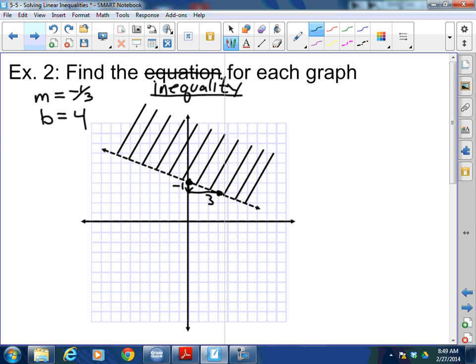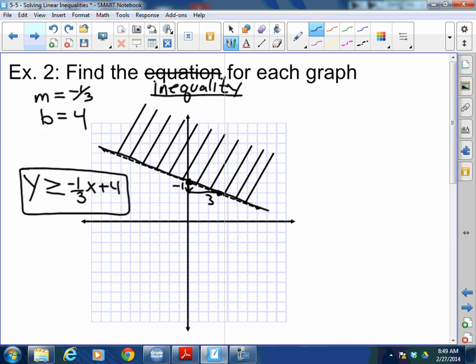Now, is this shaded above or below the line? So is that going to be a greater than or less than? Is it dashed or solid? So it's going to be y is greater than negative 1/3 x plus 4. Fantastic. If it was solid, then it would be greater than or equal to, right, guys? But it's not. So it's just greater than.